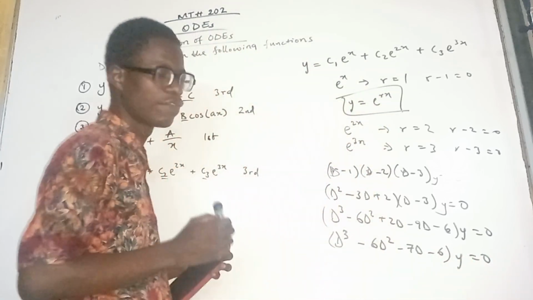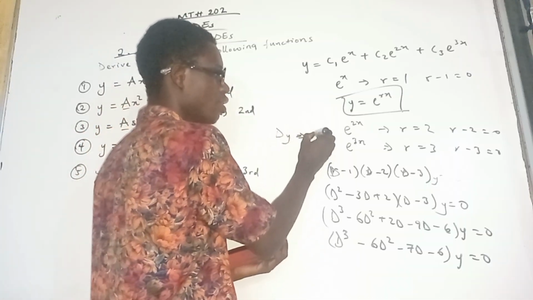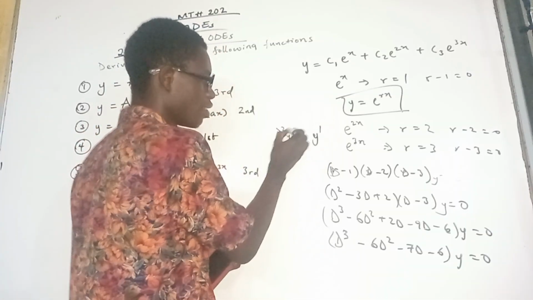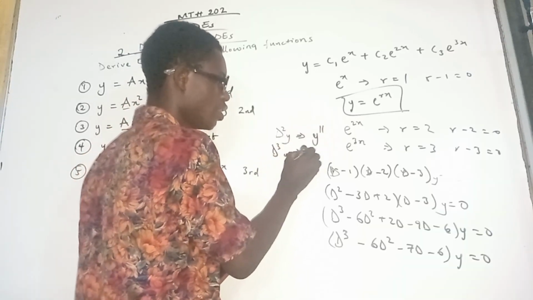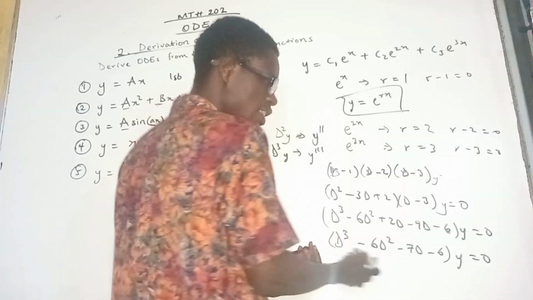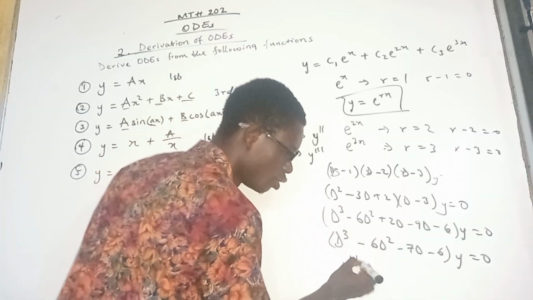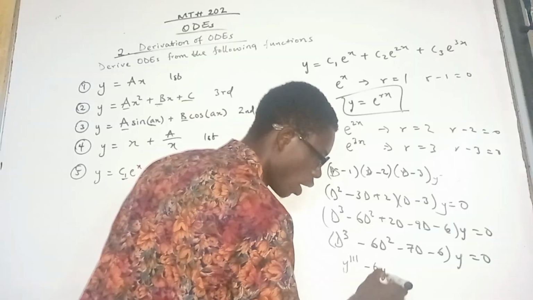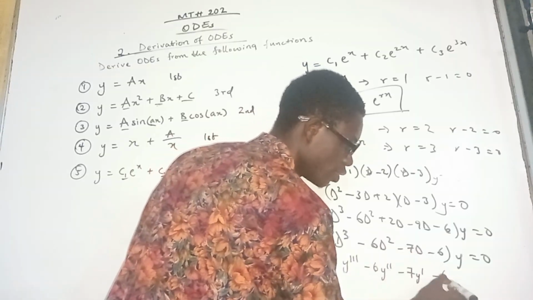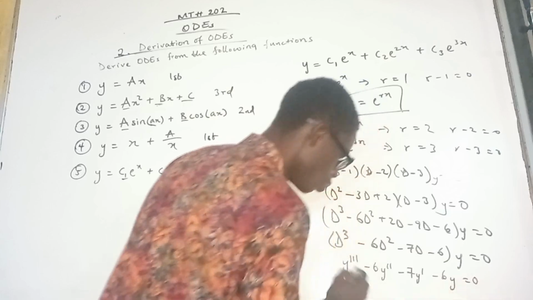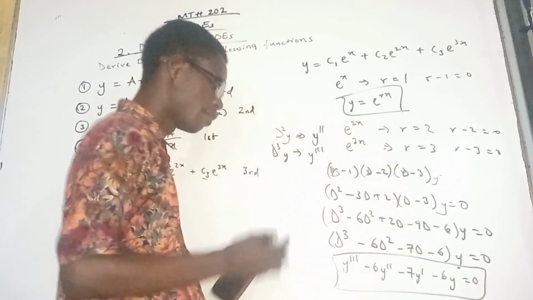Now, there's something you have to note about ODEs. If I have something like this, D y, it means y prime. If I have that squared, it means y double prime. If I have the cube, it means y triple prime. So if I open this kind of bracket, I have the cube. This means y triple prime minus 6y double prime minus 7y prime minus 6y equals 0. So this is the ODE that is going to be formed once I finish this differentiation.